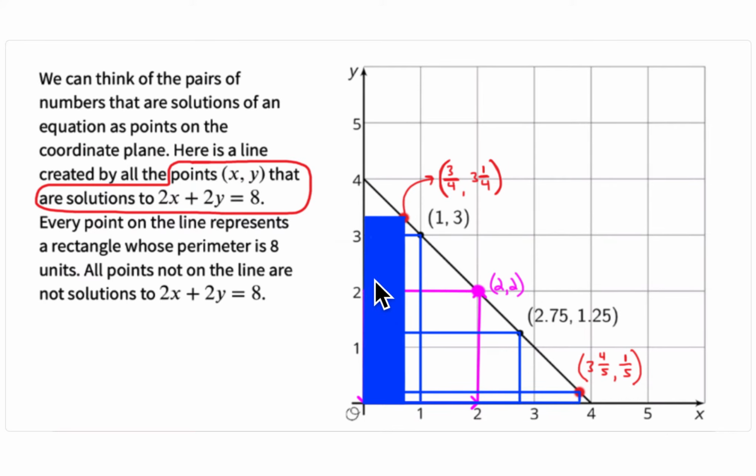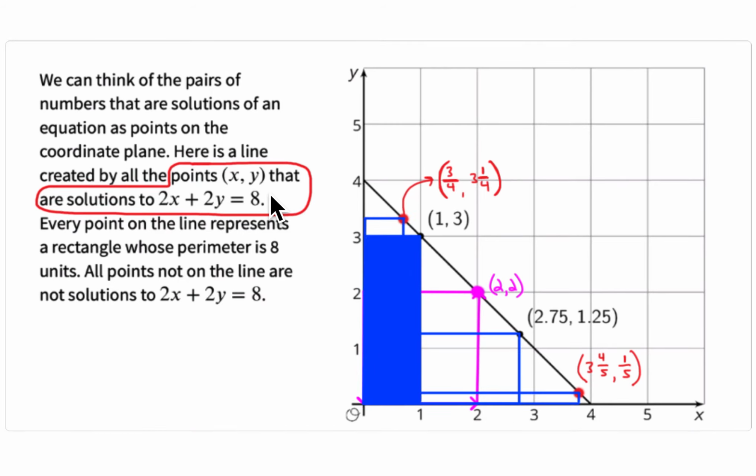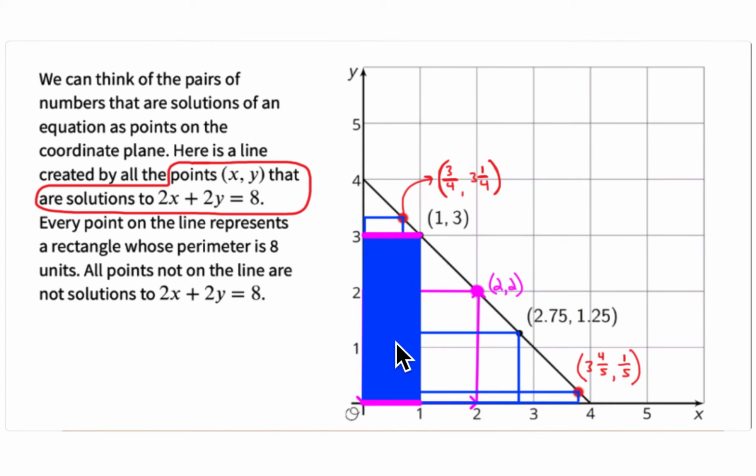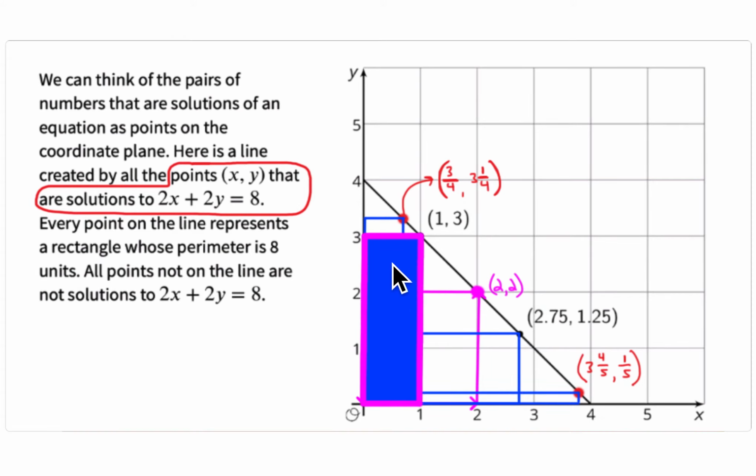So this rectangle is 3/4 and 3 1/4. We just did the arithmetic, but if you double the lengths, 2 times the lengths, and double the widths, add them all together, you're going to get an answer of 8 units. We just did that. This is the one we started with. So if you double the length, 2 times 1 is 2, double the width, 2 times 3 is 6, add them together, you're going to get an answer of 8 units. So these points are all solutions to this equation right here.